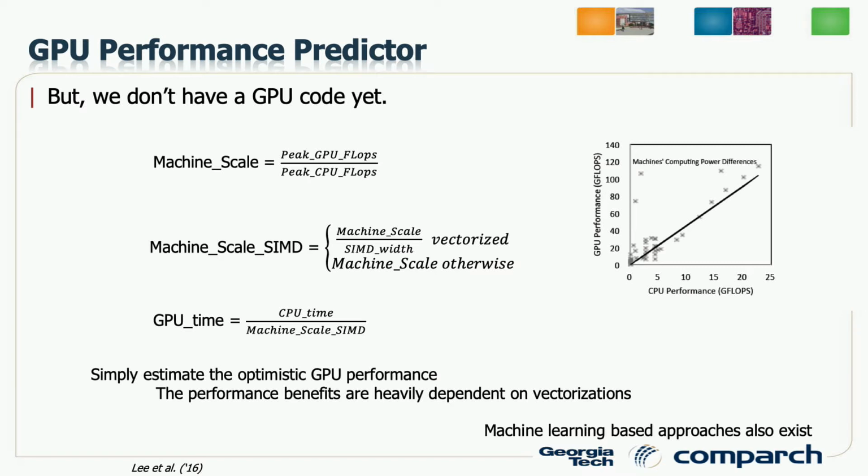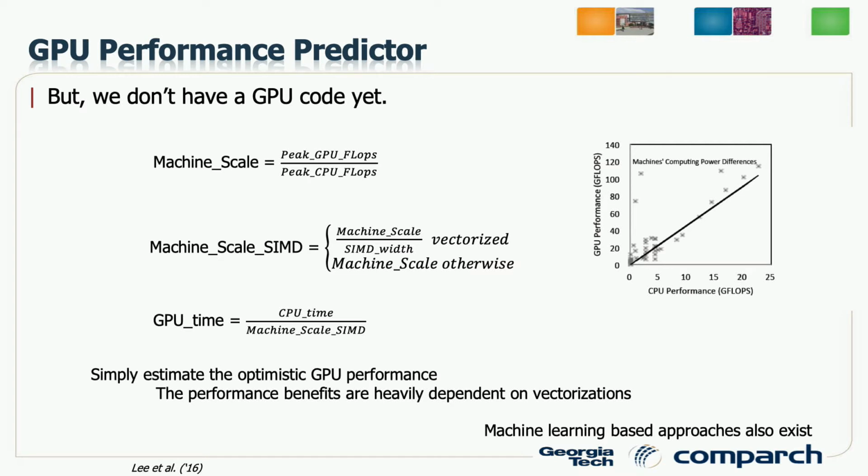The chart on the right shows the performance estimation, using CPU performance to predict GPU performance. Surprisingly, most of the time we get pretty good results, and there are some outliers. I will talk about those outliers. So this used a very simple comparison, but we can still get reasonable performance.